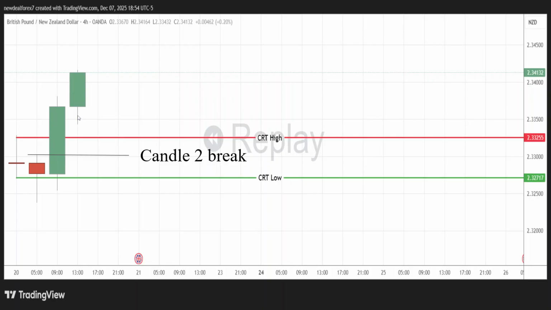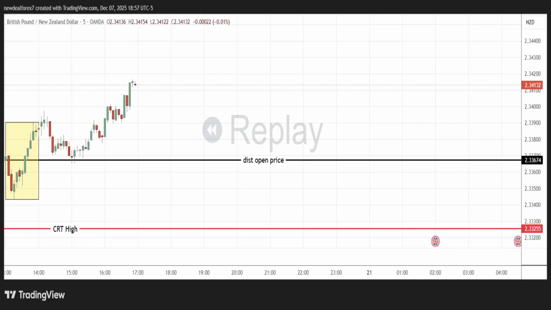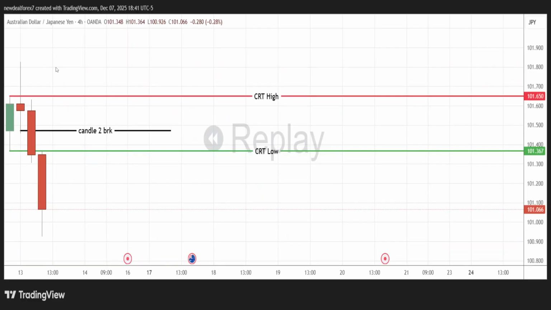All right. You're expecting price to just continue with momentum. And then for the short example, you're strictly focused on this candle right here because you notice candle 3 closed below candle 2. So you're expecting further momentum to the downside.